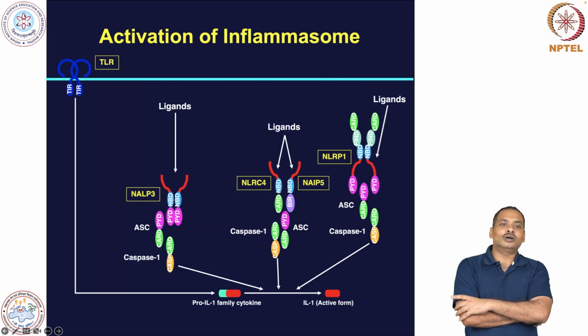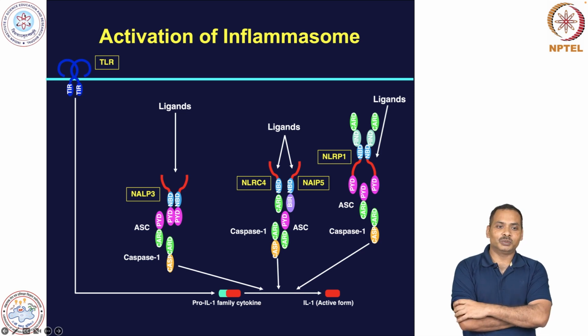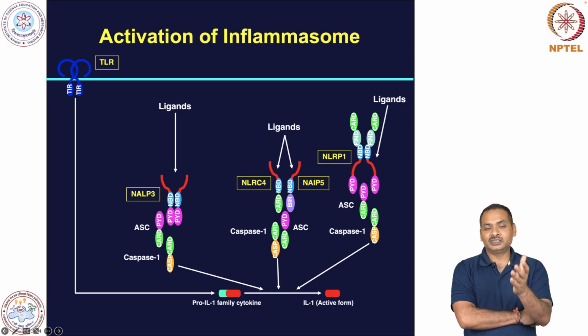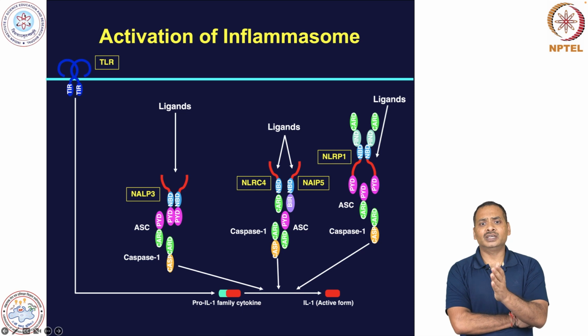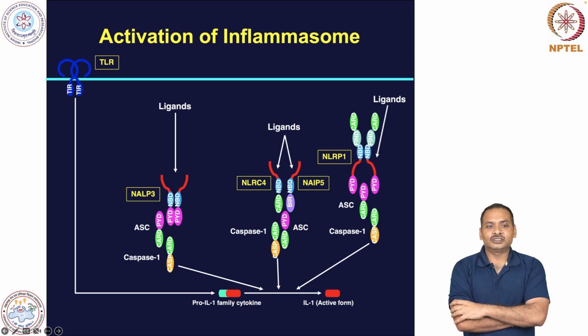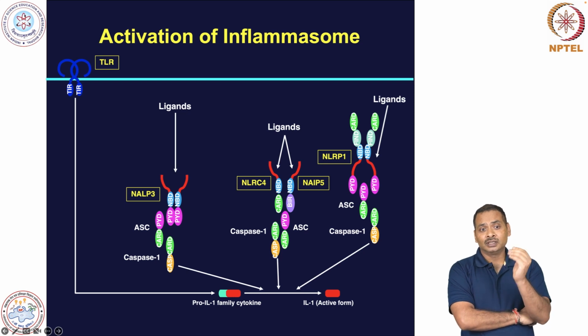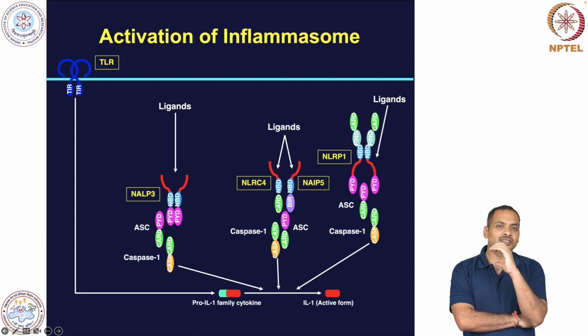Now I will talk about the activation of the inflammasome. Here you can see there are various kinds of inflammasomes. There is the NLRP3 or NALP3 inflammasome, and there are the NLRC4, NAIP5 and NLRP1 inflammasomes. Now I will tell the composition of the inflammasome. Basically, an inflammasome consists of an NLR family member. In the case of NLRP3, it is NLRP3, and there is one more molecule present, which we call ASC.